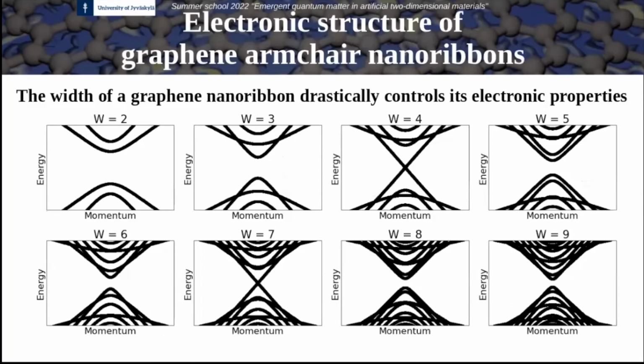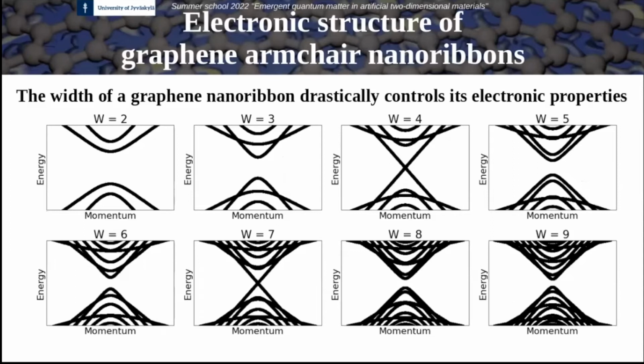All right, this is good, but maybe what is actually more interesting is that if you go to much, much more narrow ribbons, your electronic structure changes dramatically. For example, if you consider a ribbon that is very, very narrow, actually your system is no longer a semi-metal.